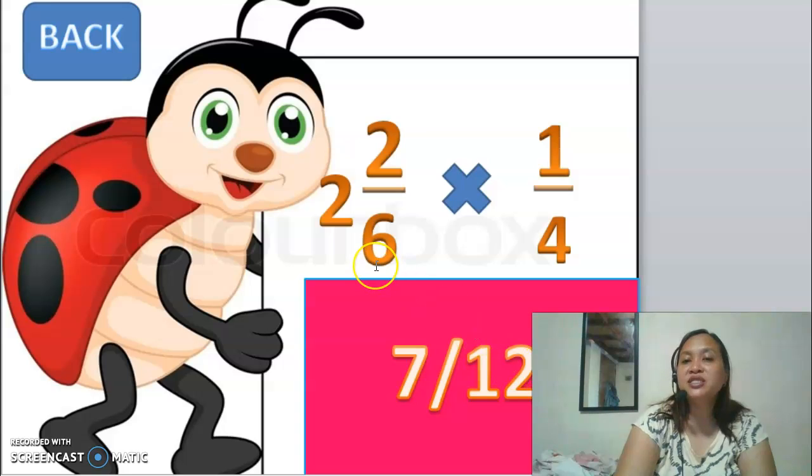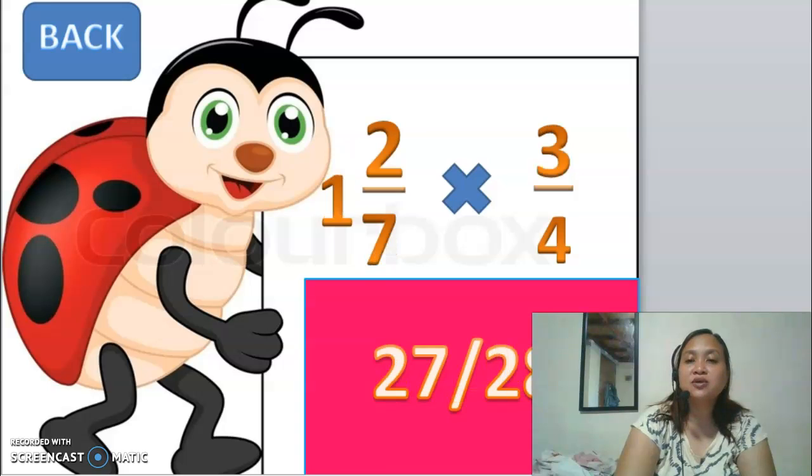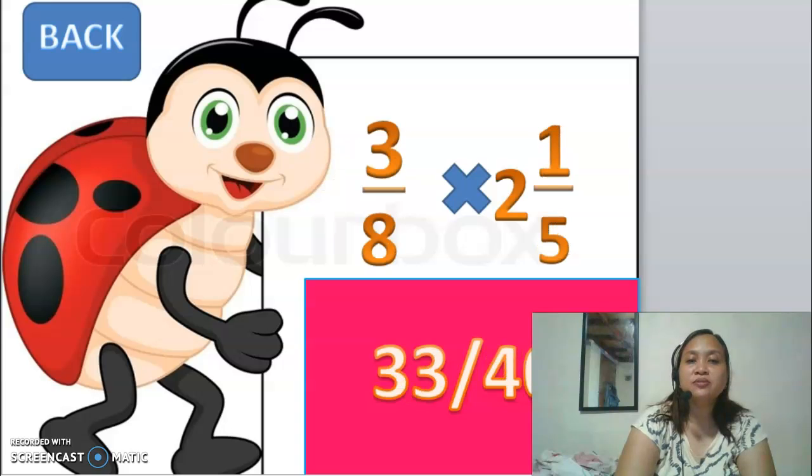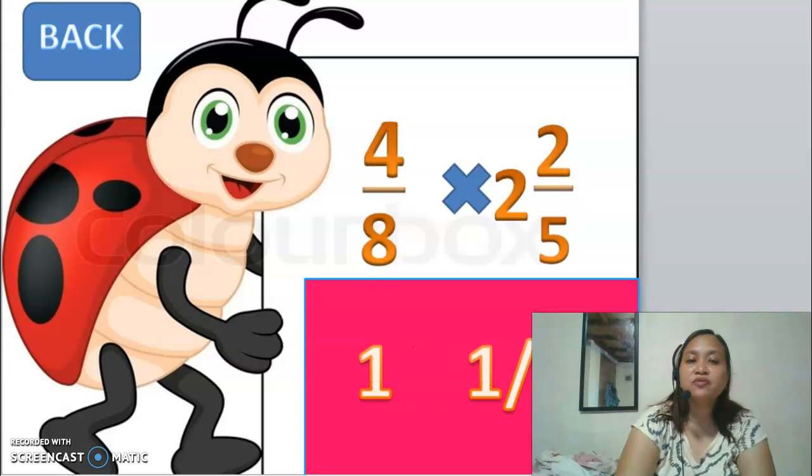12 divided by 6 equals 2. 2 times 2 equals 4. So you have 4/6. And then 12 divided by 4 is 3. Times 1 is 3/12. So multiplying will give you 7/12. Next one, try this out. Okay, correct. How about this one? 33/40. How about this one? Very good.